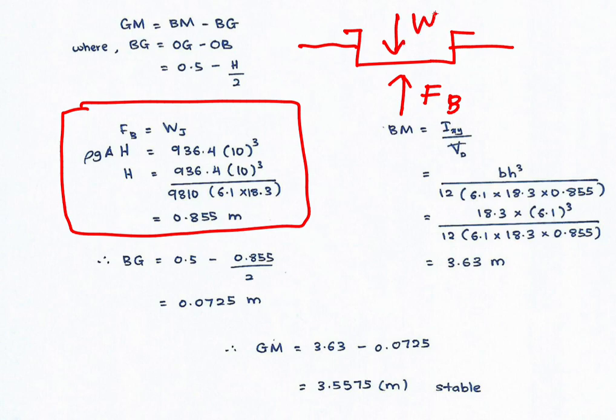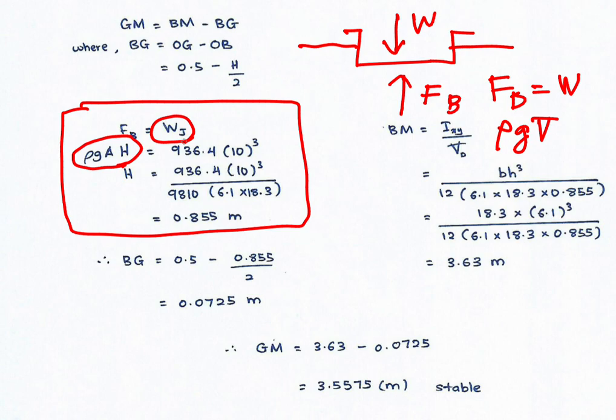So we make the equation: the force of buoyancy is equal to the weight of the barge. We could calculate the force of buoyancy using rho, g and volume, which is rho, g, A and h. And then we calculate the weight of the barge. Weight is equal to mg, but the question gives that the barge weighs 936.4 kilonewtons, so it is okay for us to use this number.